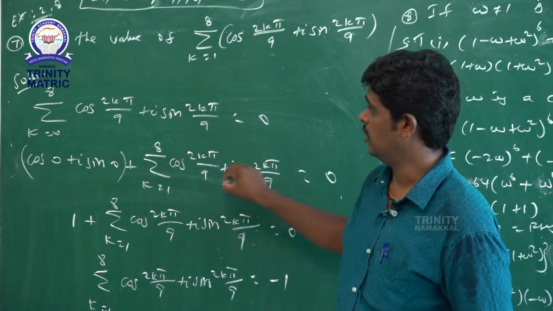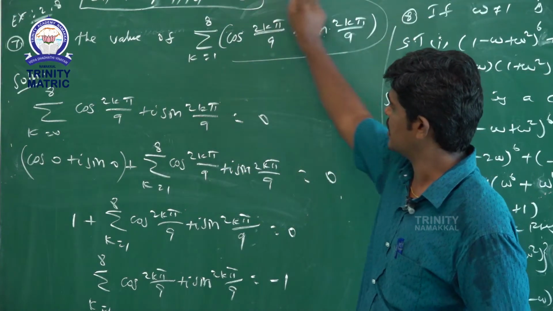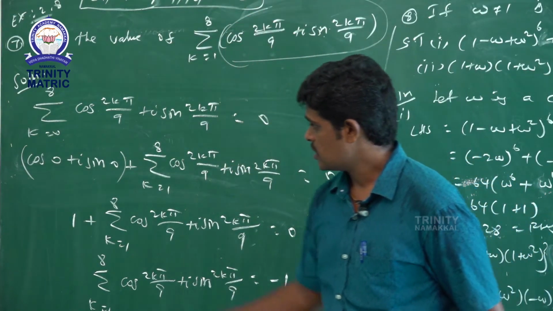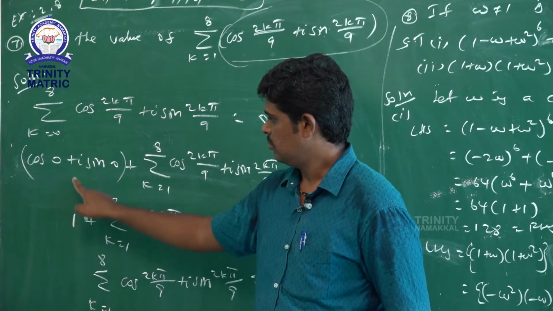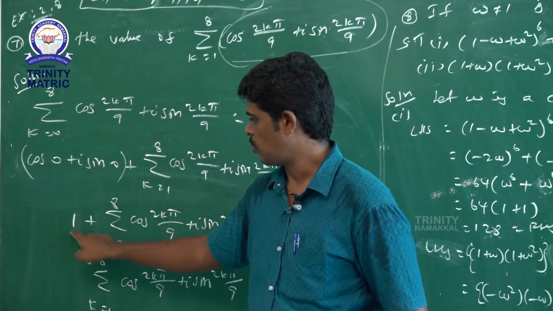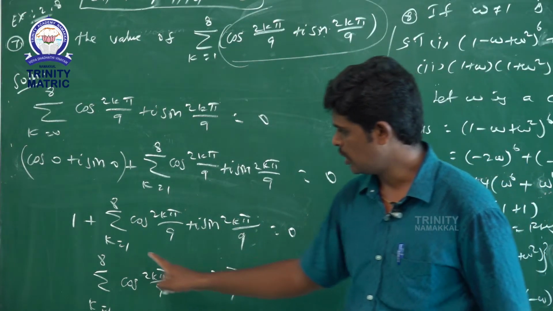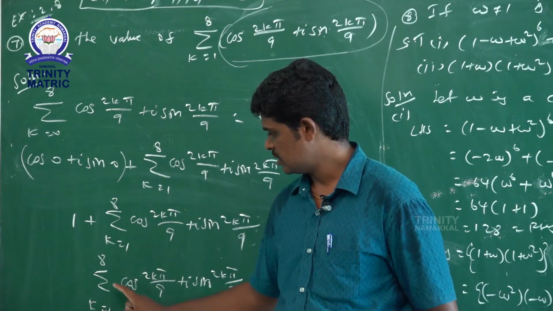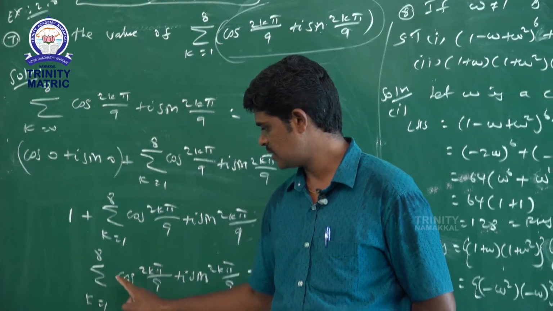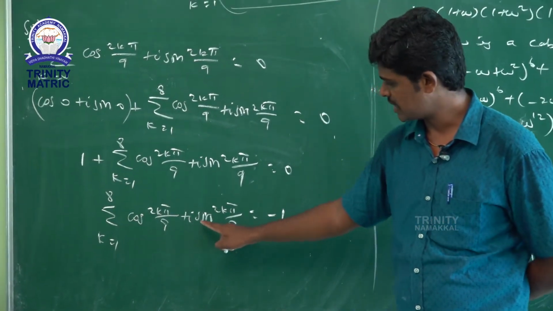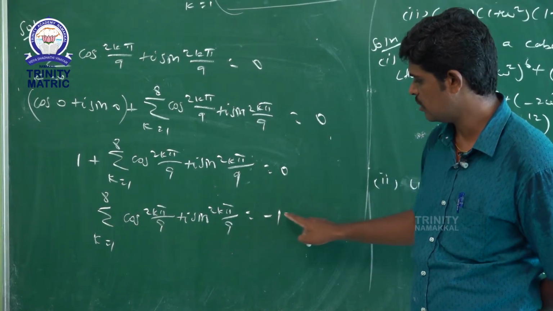I have not found its value, because this is what you want as the result. Next, cos 0 equal to 1 and sin 0 is 0. So 1 plus the same summation is equal to 0. Here 1 goes to the right side. What is the result? Sigma k equal to 1 to 8 cos 2k pi by 9 plus i sin 2k pi by 9 is equal to minus 1.